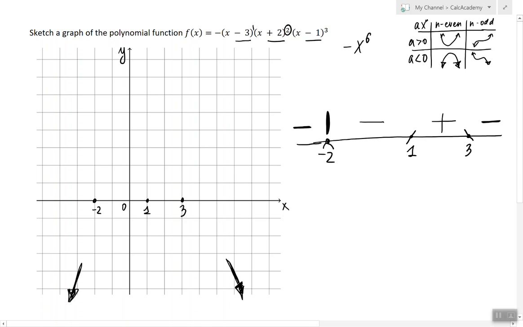So if I just copy the behavior at each intercept on the graph, and then we can just connect these lines, that's the sketch of the graph. Of course, we can improve the accuracy by finding and plotting more points, but this is a pretty good sketch for the time that we spent doing it. So this is how you graph or sketch the graph of a polynomial function using the sign chart.